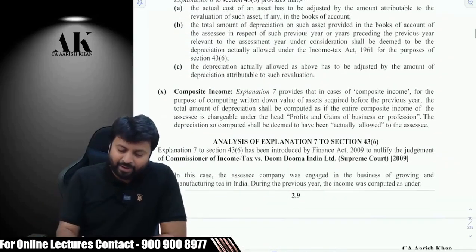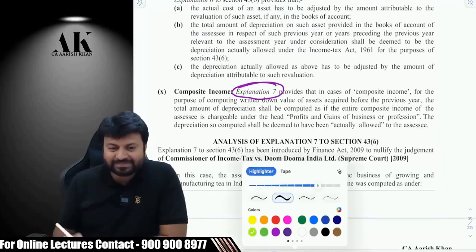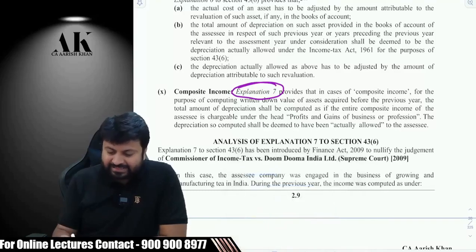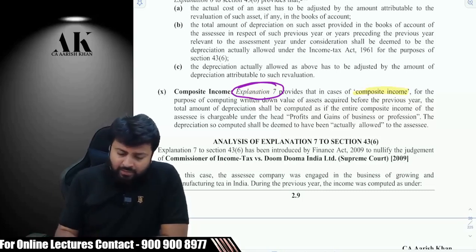Yes, they will. They brought one Explanation 7 to section 43(6). Shall we read that? Let's see. Explanation 7 provides that in case of a composite income, is the assessee engaged in composite income? Composite means mixture of two incomes, right? For the purpose of computing WDV of the asset acquired before the previous year, the total amount of depreciation shall be computed as if the entire composite income of the assessee is chargeable under PGBP.